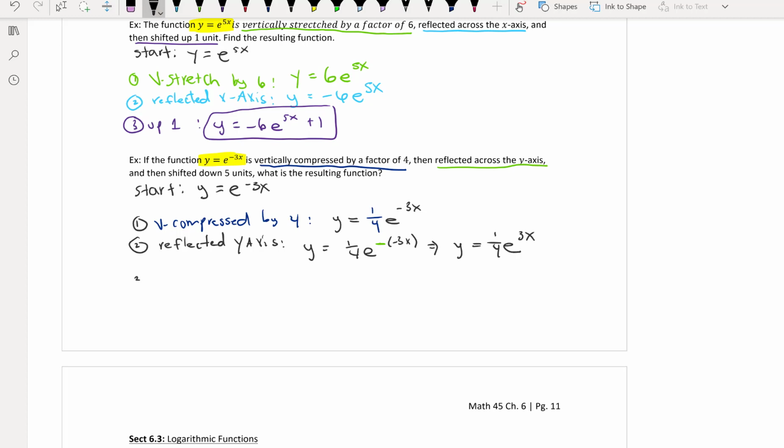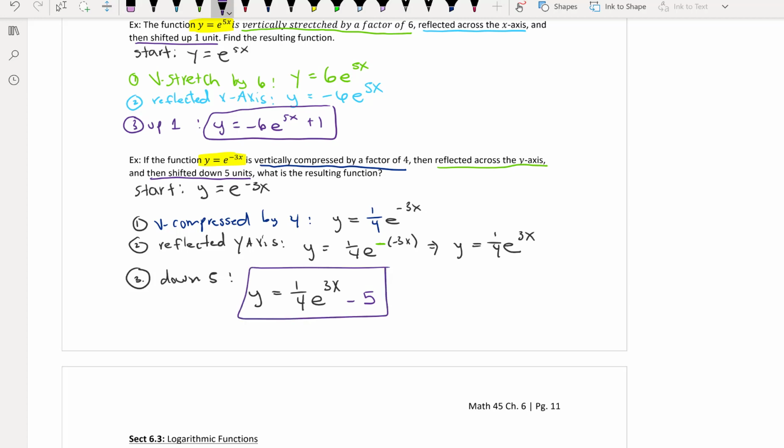Now the third thing here. It says then I want it to be shifted down 5 units. So shifted down 5. I'm going to have y is equal to my 1/4 e to the 3x, and since it's down 5 units, that's going to be a subtraction, minus 5. And that's going to be my final answer there. So you really have to understand the English and the translations.